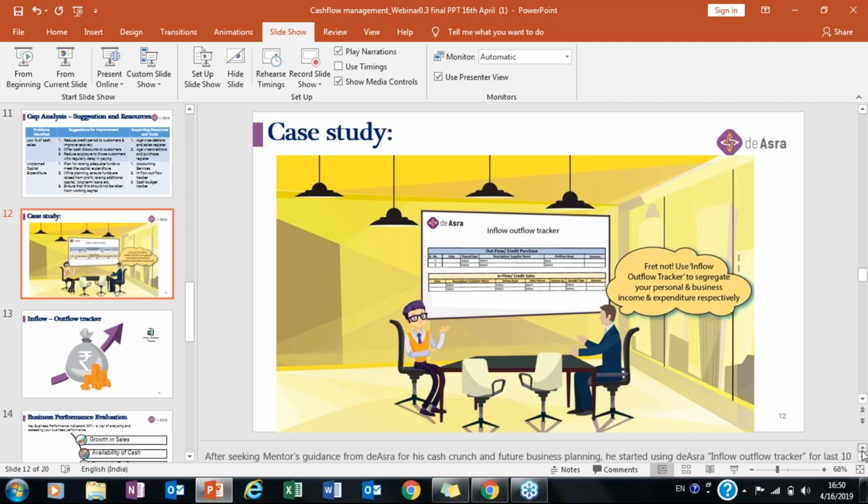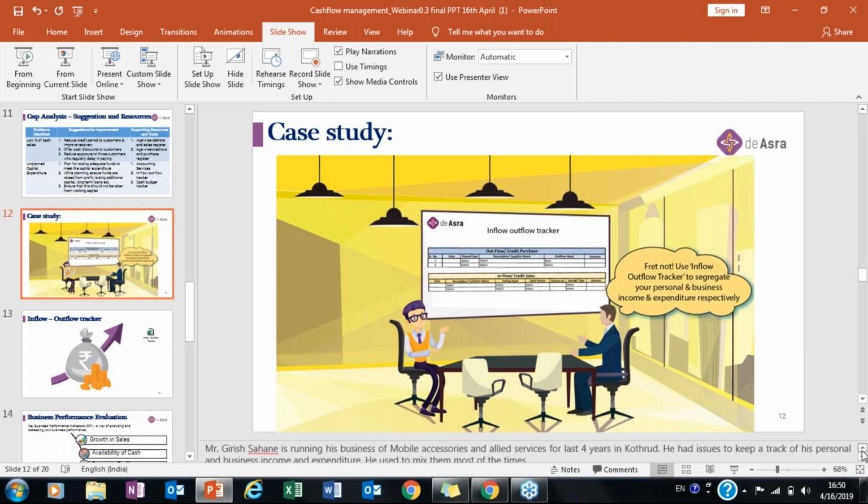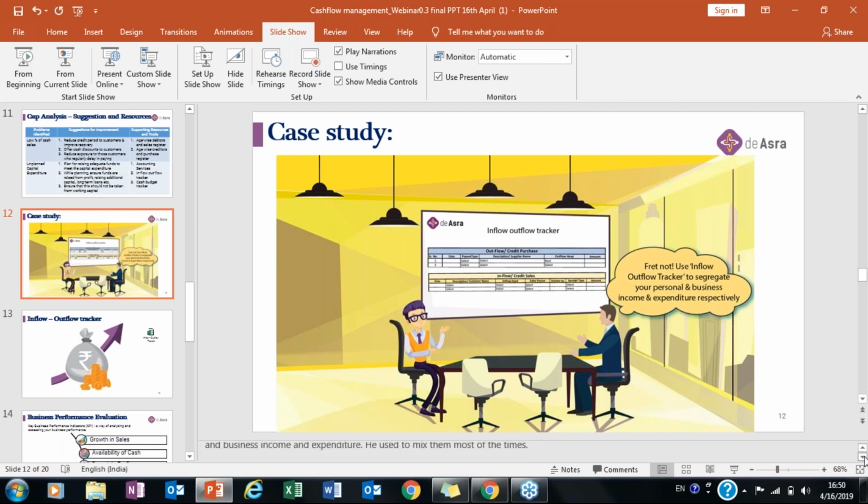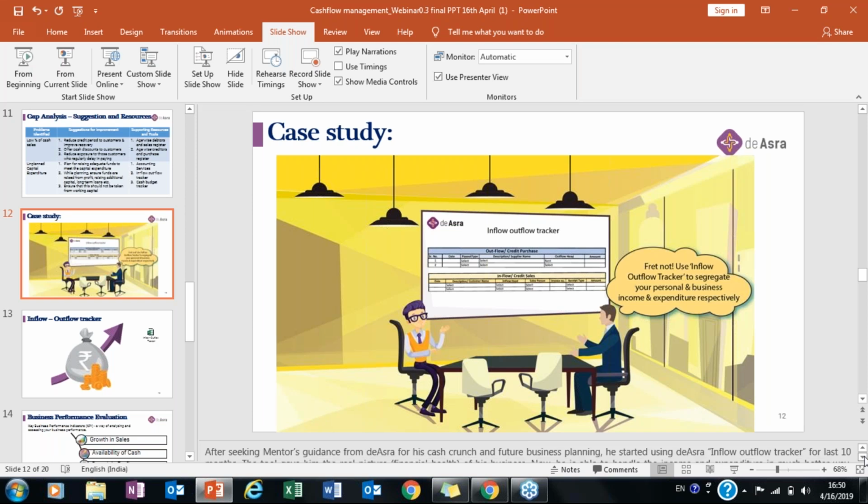So I'll just read the case study. Mr. Girish Chahani is running a business of mobile accessories and allied services for the past 4 years in Kothur. He has issues keeping track of his personal and business income and expenditure. He used to mix most of them most of the time.